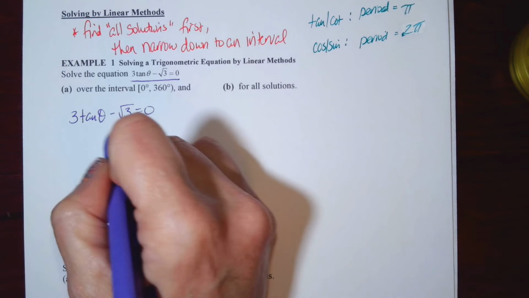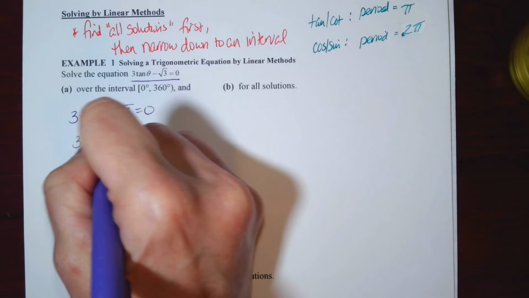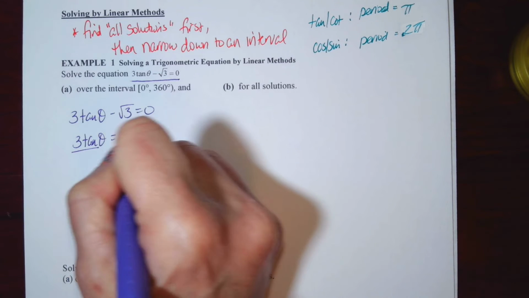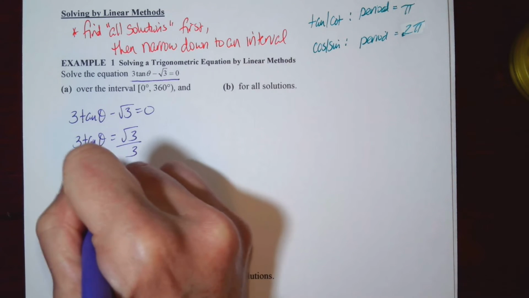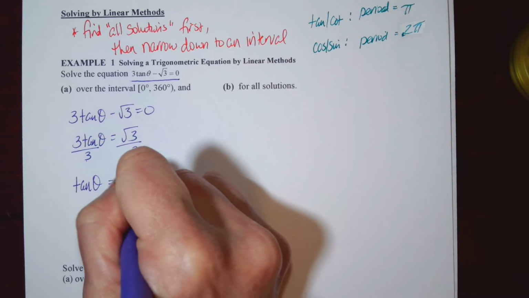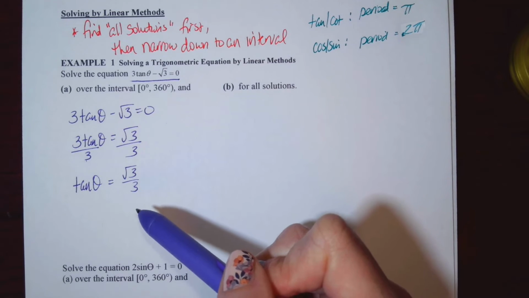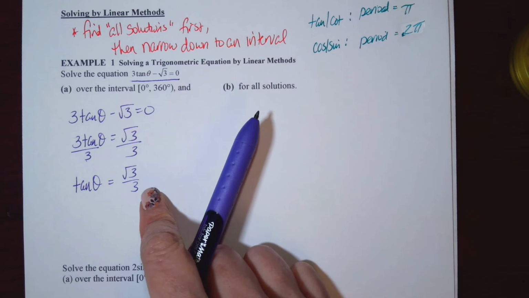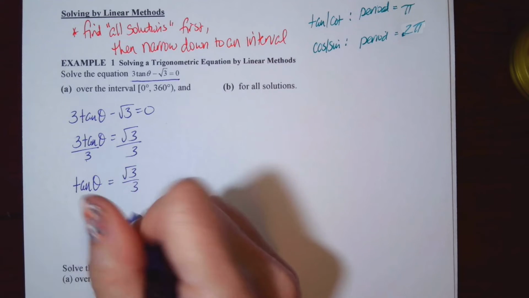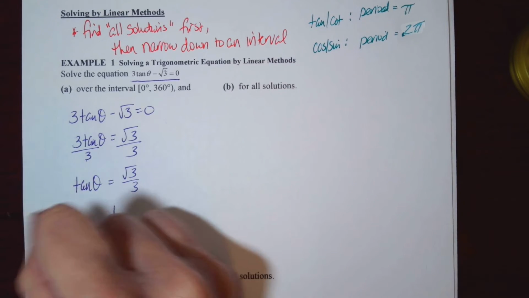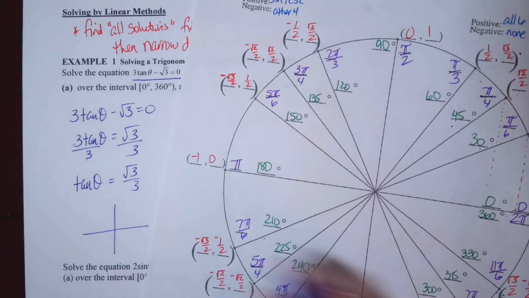Just algebraically, I'm going to move this square root 3 over by adding it. So I have 3 tangent theta equals square root 3. Divide both sides by that coefficient here, so that I've solved for tangent theta. So I've got that tangent theta is square root 3 over 3. Well, this is a special angle function value for my unit circle. So let's think about that. Where is tangent square root 3 over 3?